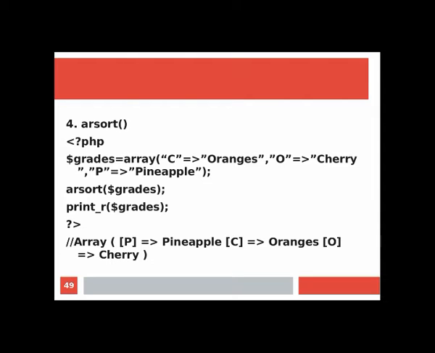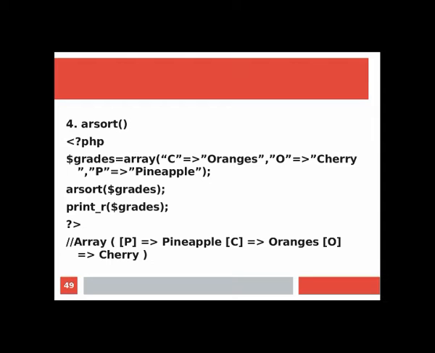PHP, $grades equal to array in bracket within double quote C arrow within double quote oranges, within double quote O arrow cherry, P arrow within double quote pineapple, bracket complete, semicolon, and here our function arsort in bracket $grades, which is an array variable, and here we are printing, that's print_r in bracket array variable, that is $grades, semicolon and end of the tag.